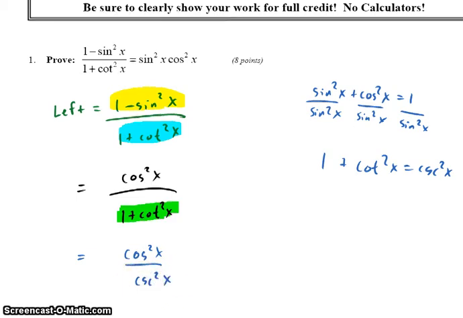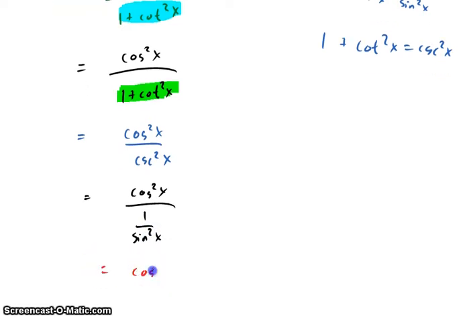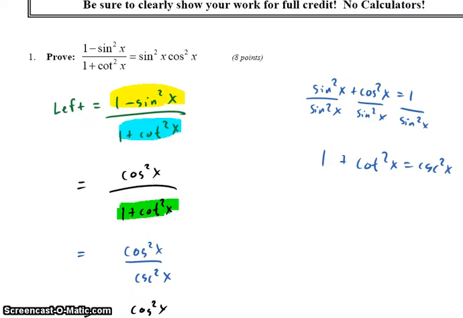Alright, we know cosecant is 1 over sine. So I'll change this to cosine squared x times 1 over sine squared x. And then from there we should be able to finish it. We should get what we want: cosine squared x over sine squared x, which is equal to the right side. Pretty straightforward proof. You know the identities, no problem.